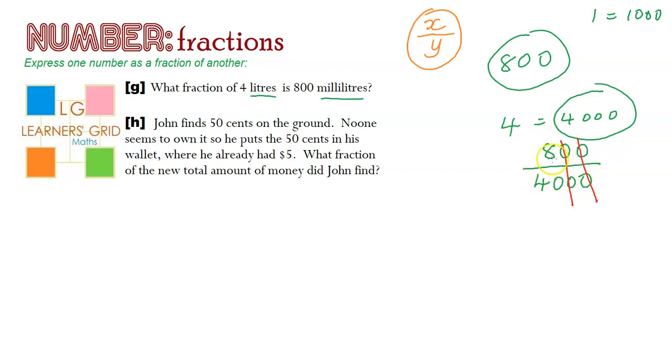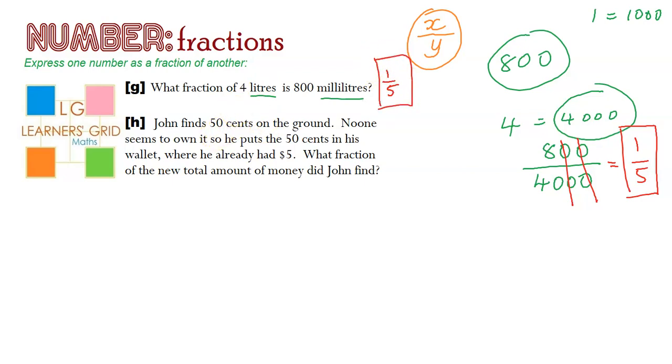From here, I have to use my knowledge of the common factors. So 8 is divisible by 8, 4, 2, 1. 40 is divisible by 10, 4, 8. There we go, 8. So if I divide 8 by 8, I'm going to get 1. If I divide 40 by 8, I'm going to get 5. So that is the most simplified answer I can have. What fraction of 4 liters is 800 milliliters? 1/5.